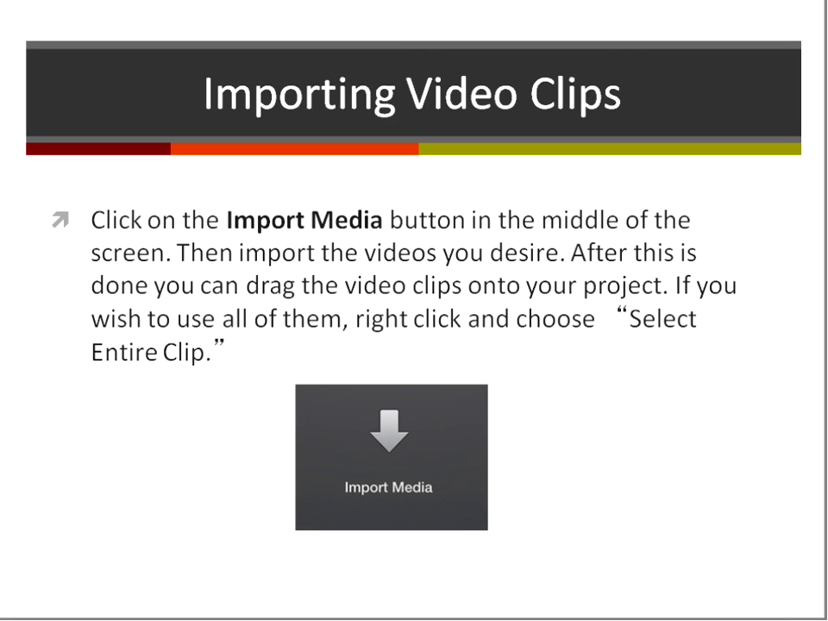For importing video clips, you would have to click on the Import Media button in the middle of the screen. Then you would import the videos you desire. After this is done, you can drag the video clips onto your project. If you wish to use all of them, you may right-click and choose Select Entire Clip.